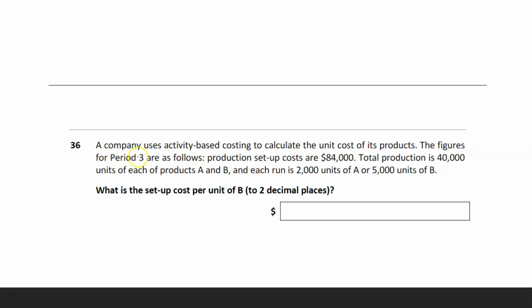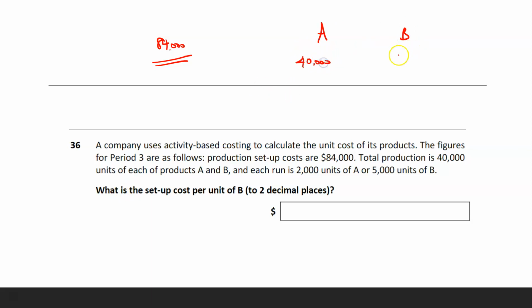So 36 says, a company uses ABC to calculate the unit cost of its product. So they're using ABC, and they're period 3. And so you have production setup costs of 84,000 that we want to deal with. So these are production setup costs of 84,000. Okay, no problem. And the total production of A and B, each of each product is 40,000 units.